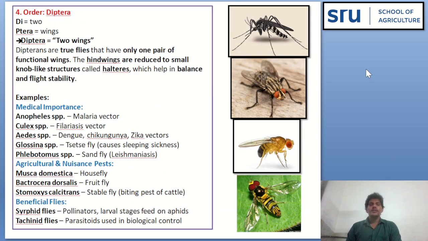Order Diptera. Di means two, ptera means wing, two winged insects. Dipterans are the true flies that have only one pair of functional wings. In these insects, the hind wings are reduced to small knob-like structures known as halteres, which help in balancing and flight stability. Examples: mosquitoes, houseflies, fruit flies, and seaweed flies.